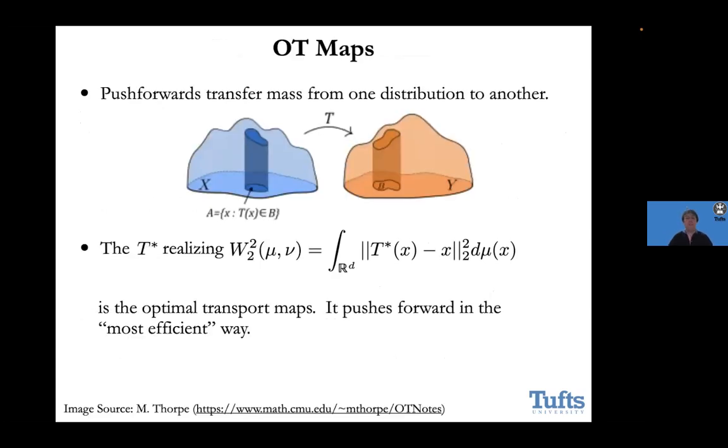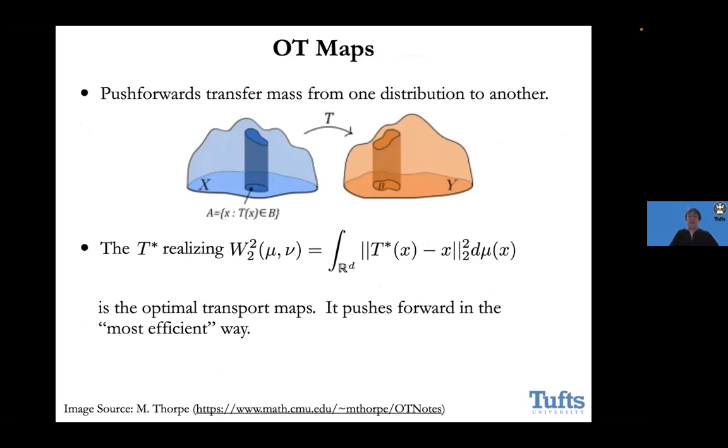I just want to give a picture that I stole from Matt Thorpe's notes on this. It shows the idea of the push forward. I need to look at maps that carry one measure to another, and then take that set of maps and find the one that does it in the most efficient possible way, to talk about this W2 metric.